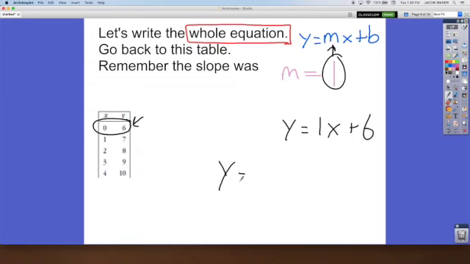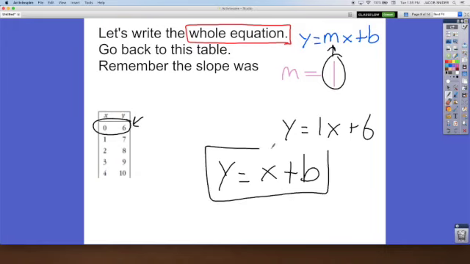So my equation would be, you can put the 1x if you want, or just clean it up a little bit and get rid of the 1 and make it x plus 6. I don't like that it's 6 because that kind of even looks like a b, but it really is a 6.